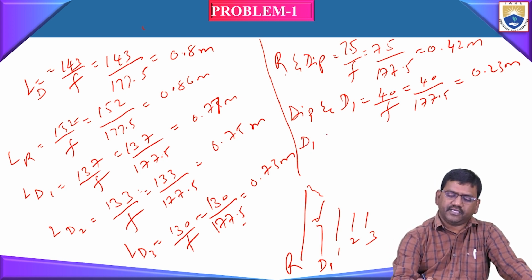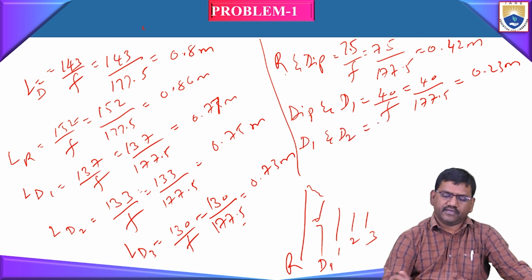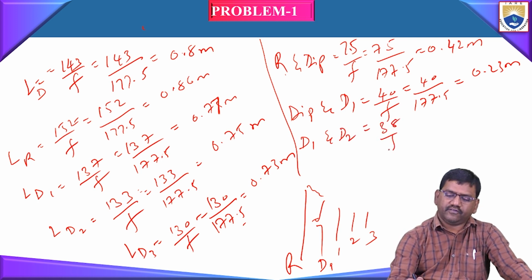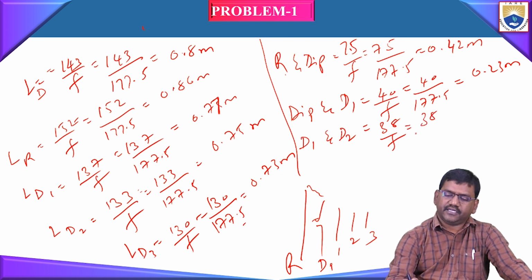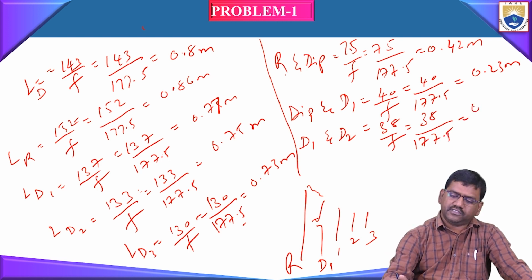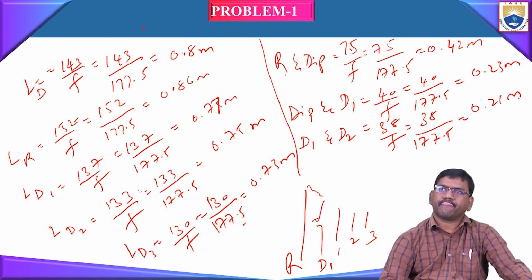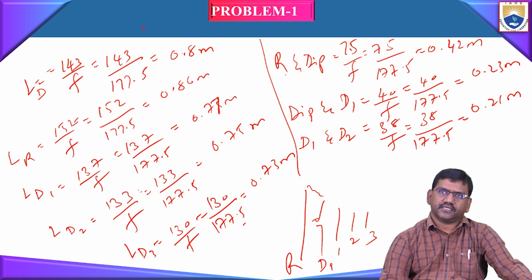Similarly, the spacing between the directors is given as 38 by f megahertz. So 38 by f is equal to 38 divided by 177.5, which is equal to 0.21 meters.